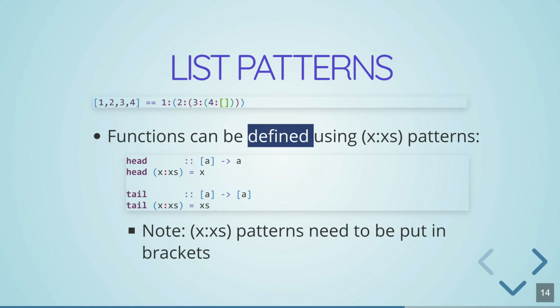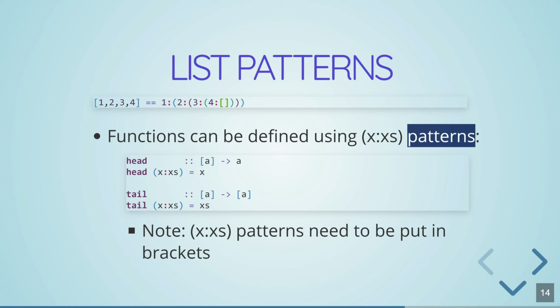Now, the interesting thing here is we can define functions that use patterns of x : xs. In this instance, x here would be, let's say, 1, and xs would be the rest of this list, everything else in the square brackets here. So let's say I wanted to write the function head, which pulls the first element of the list out. All I would do is pattern match x : xs, and I would just give back x. Conversely, if I wanted to write the function tail that removes the first element of the list, I would pattern match x : xs and just give back xs.